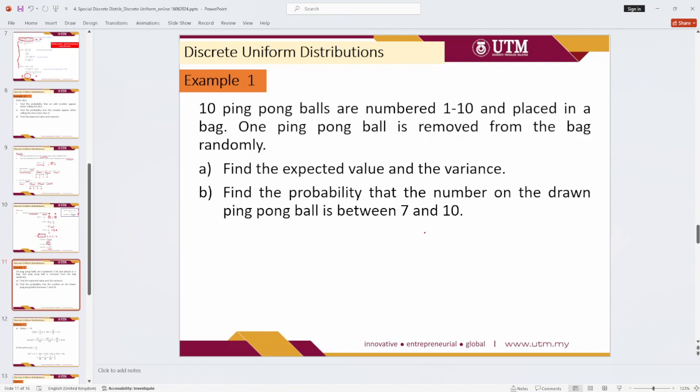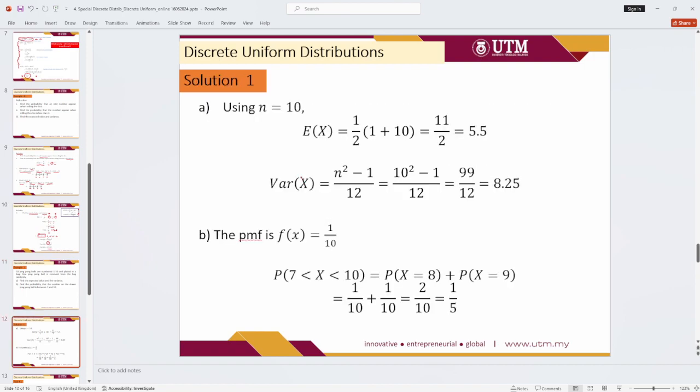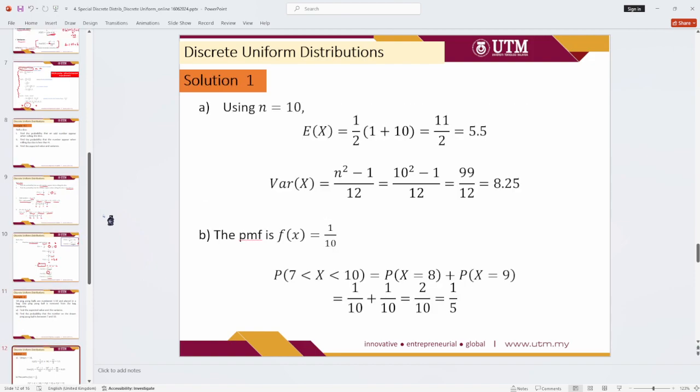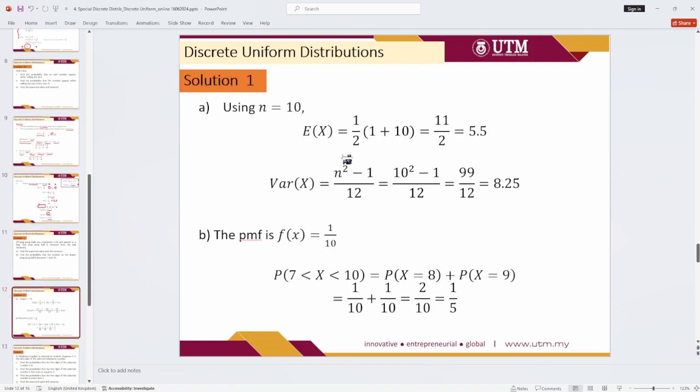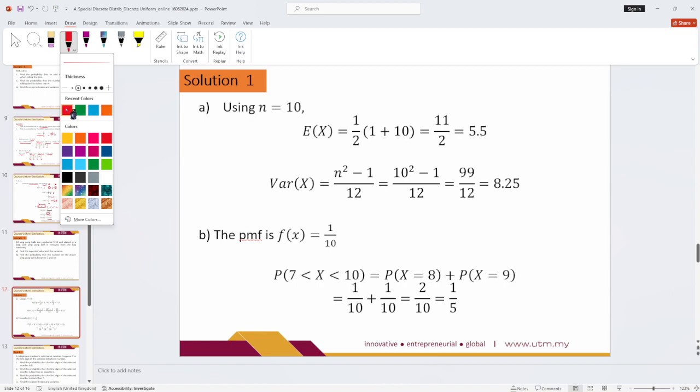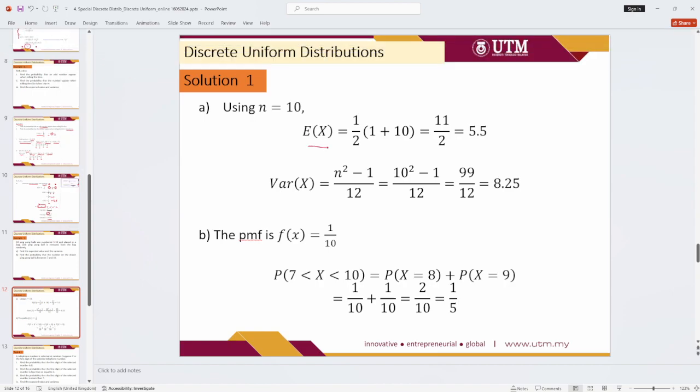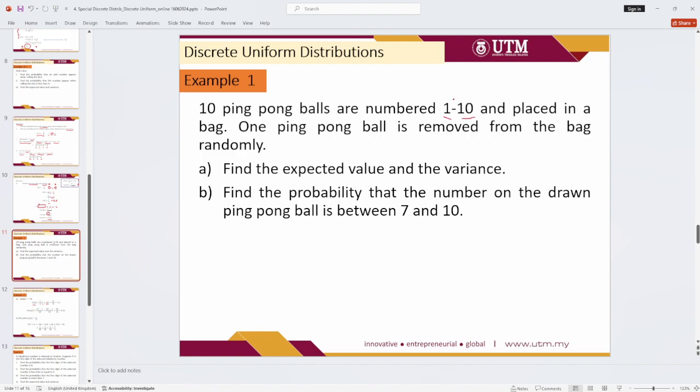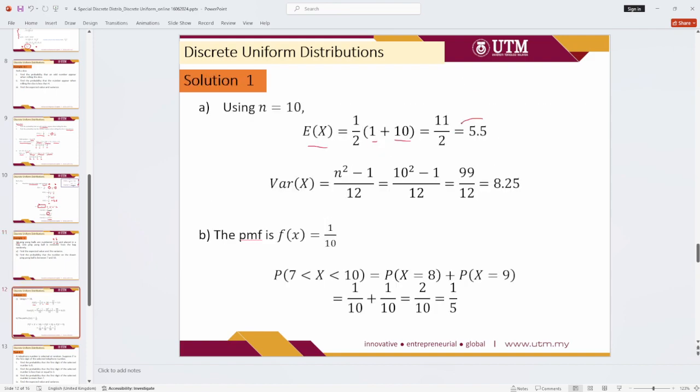Okay. I assume you have already tried this example. So let's discuss example 1a. So find the expected value first. So we want to find E(X). So a is 1 and b is 10. Why is a 1, b 10? Because they are numbered from 1 to 10. So our a is 1, b is 10, and we also have 10 ping pong balls. So our expected value would be 5.5.